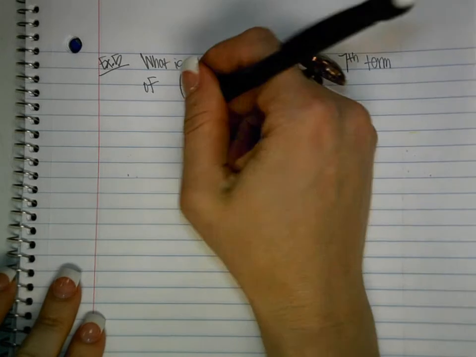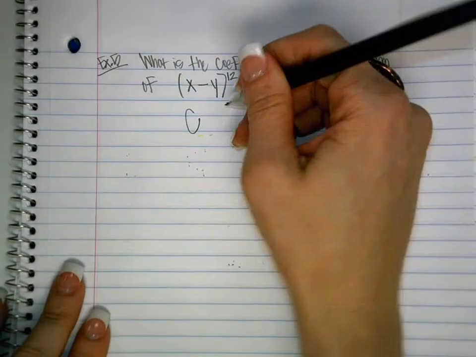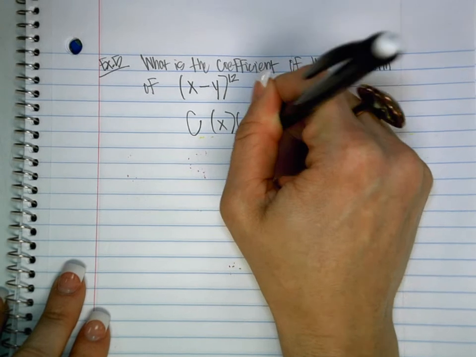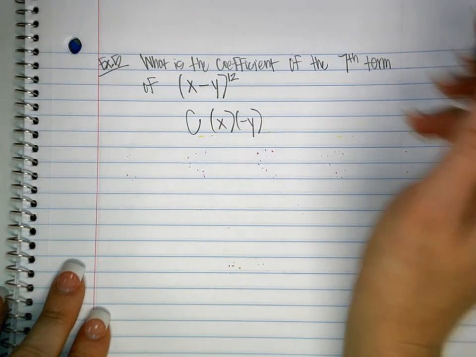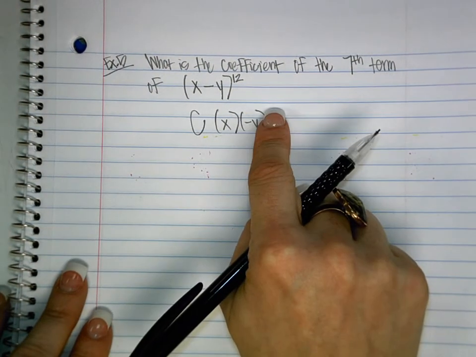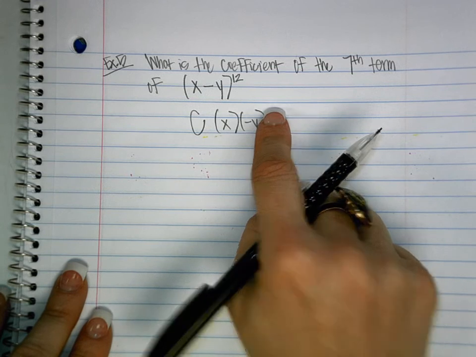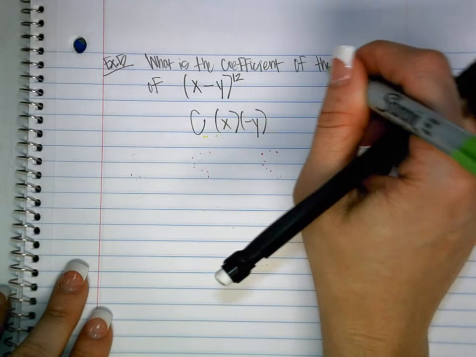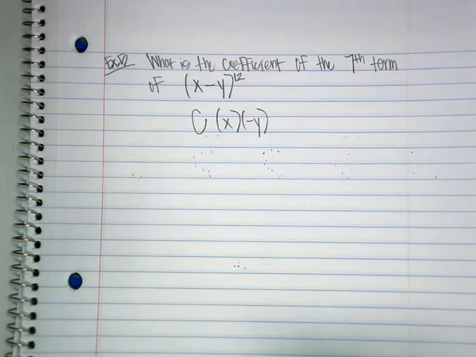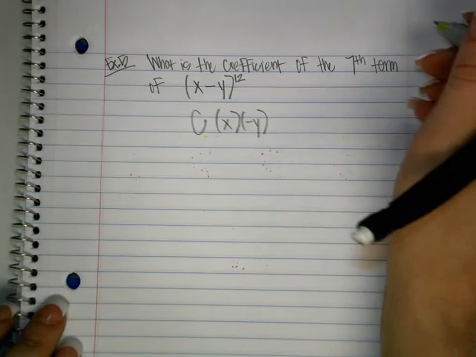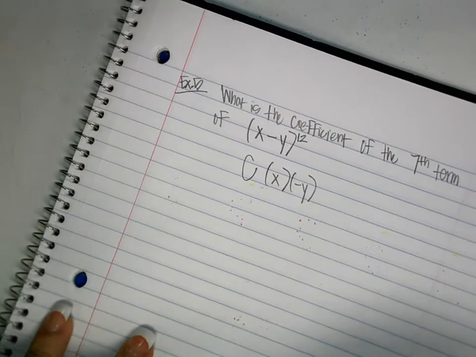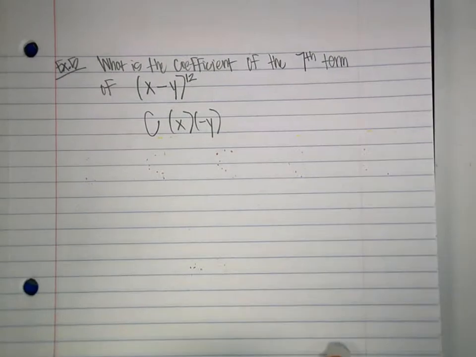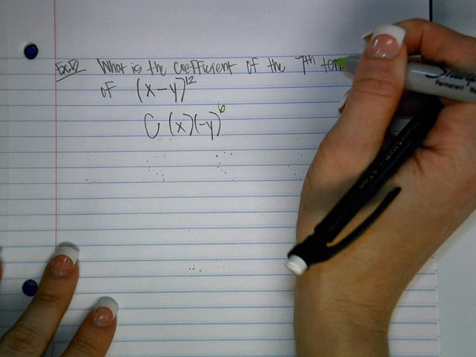We're always going to have a combination in front. Your x is your first term. The negative y is your second term. What will the exponent be on your second term? 5 or 6. 7th term, so is the term number 1 more or 1 less? The second term exponent is 1 less than the term position. So this would be the 6th.